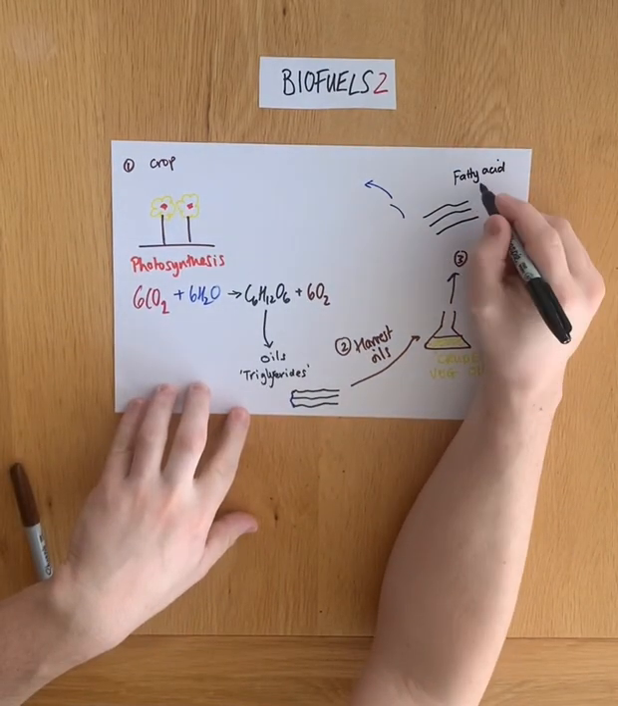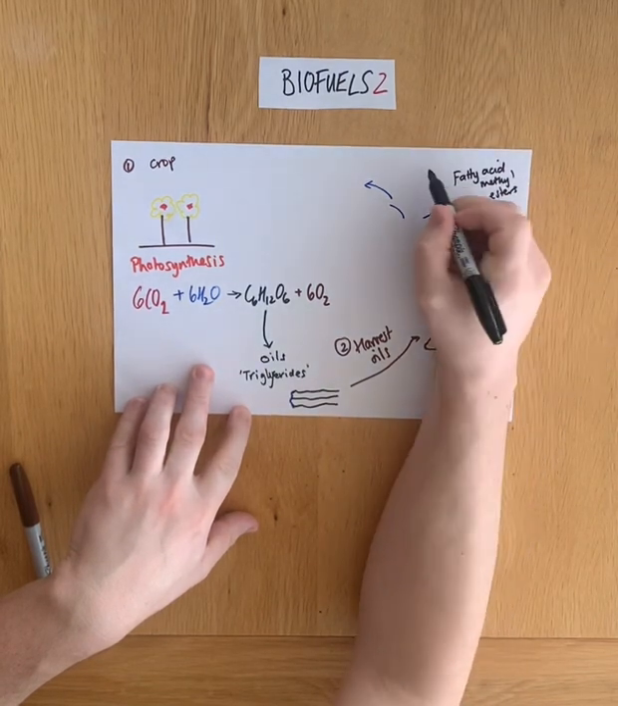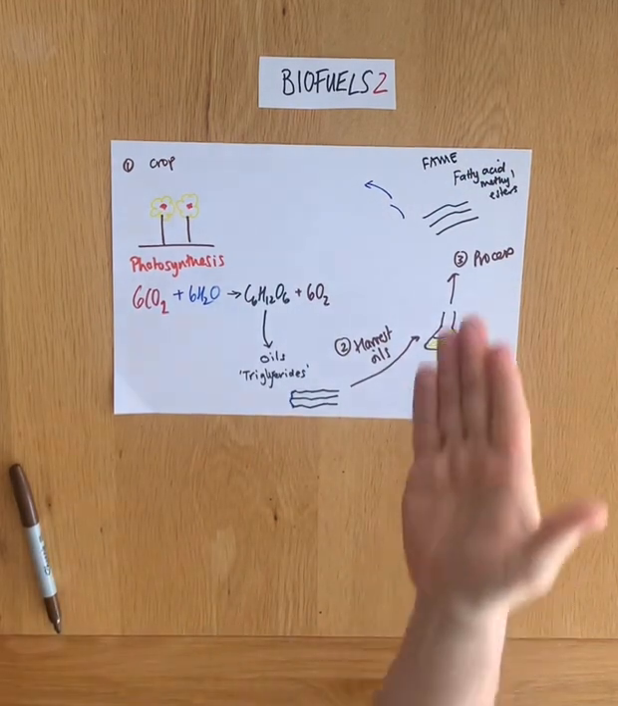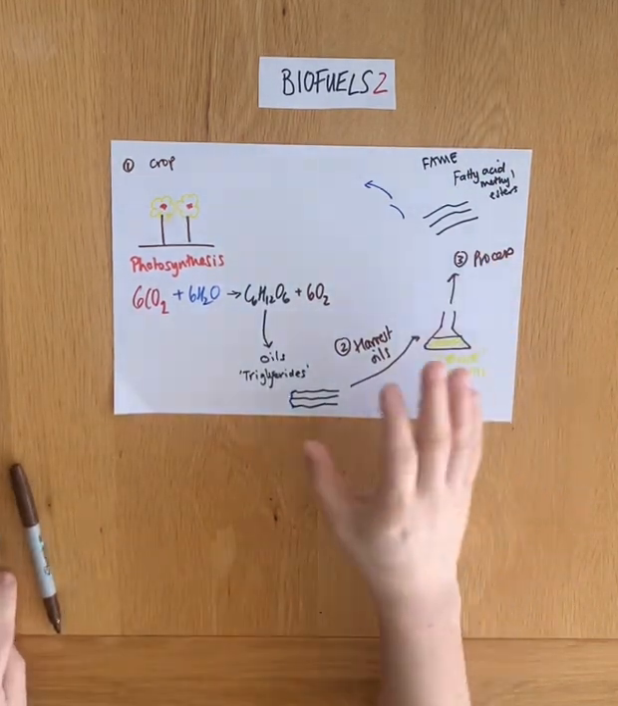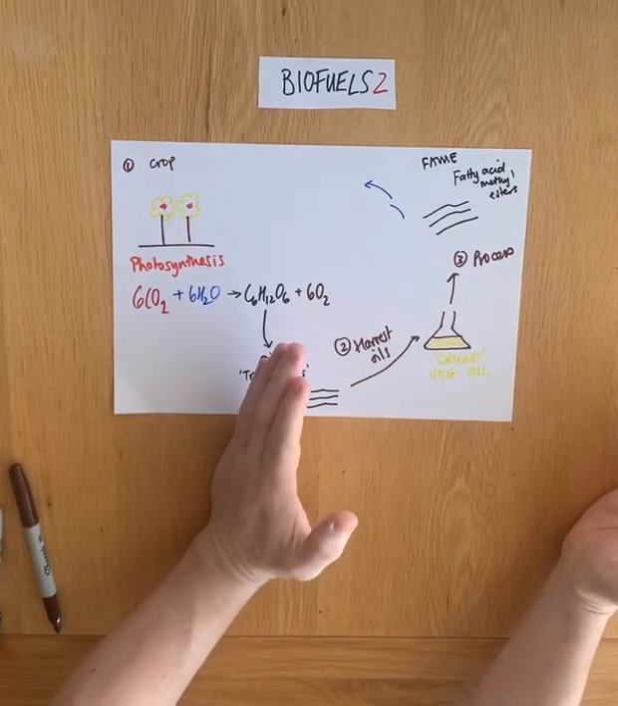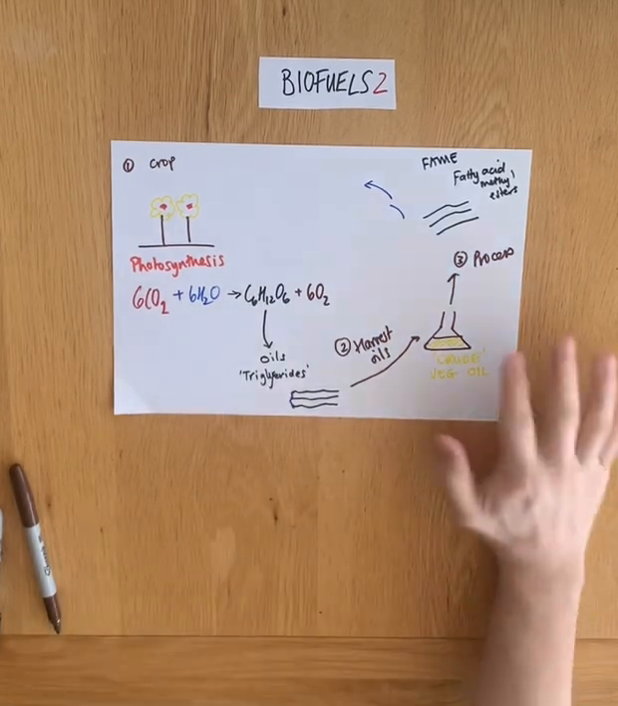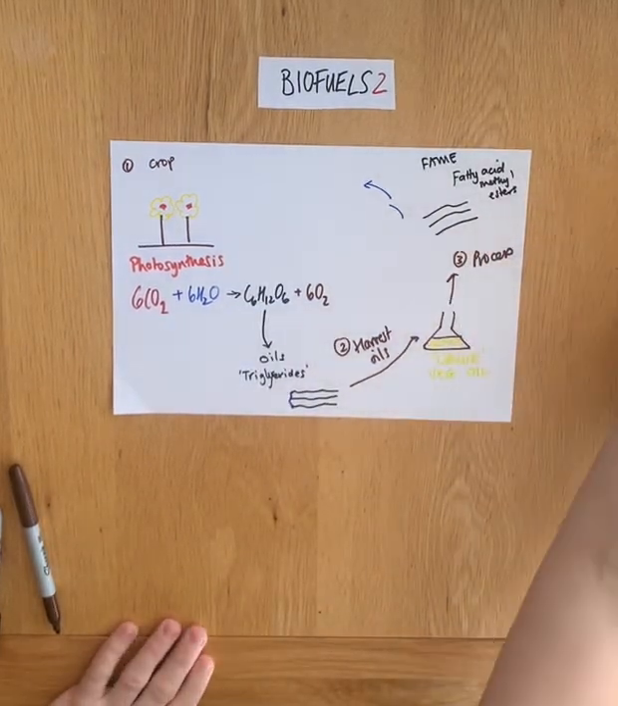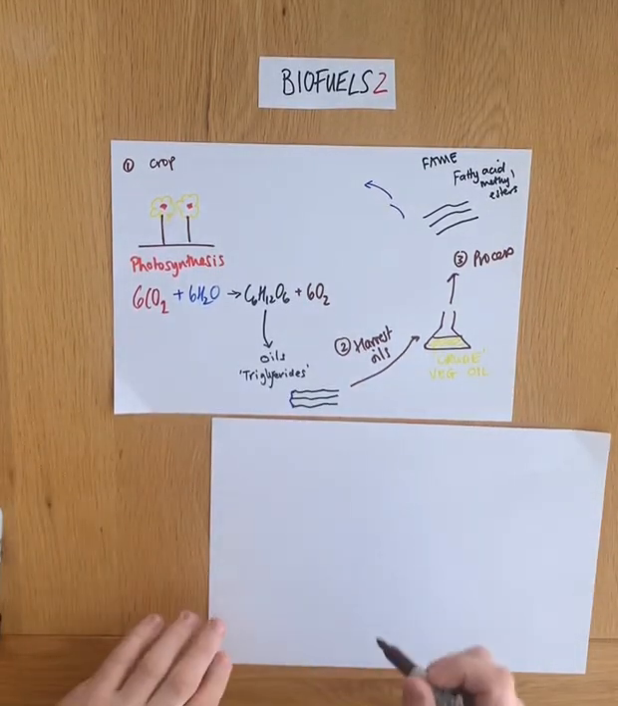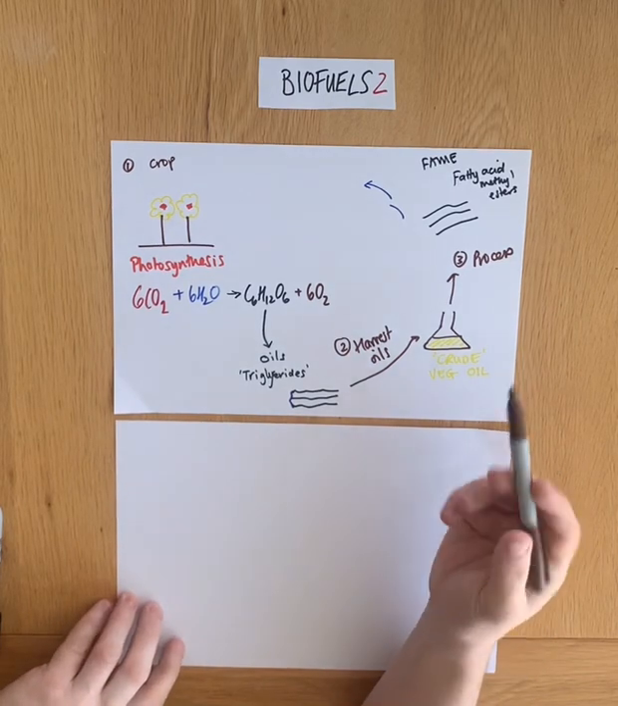They're actually fatty acid methyl esters, shortened to FAME. Now FAME, these fatty acid methyl esters, are basically carbon chains that are approximately the same length as diesel. Therefore they have the same volatility and flammability as diesel. We can then combust these fatty acid methyl esters in our engine, just in the same way as we would with diesel.